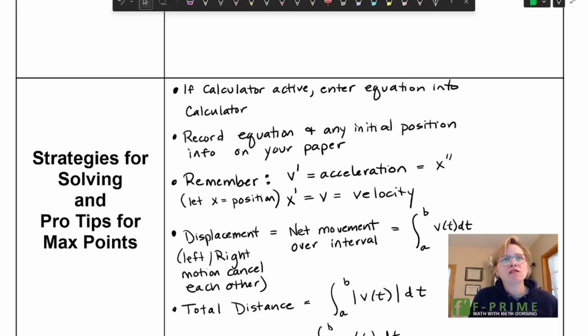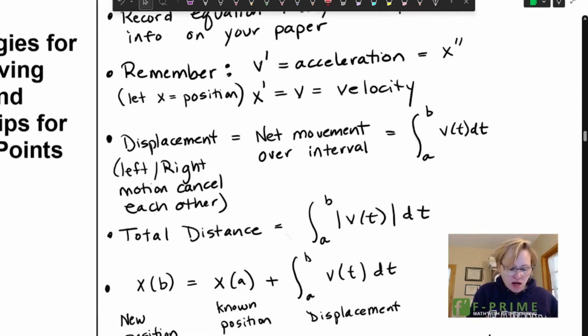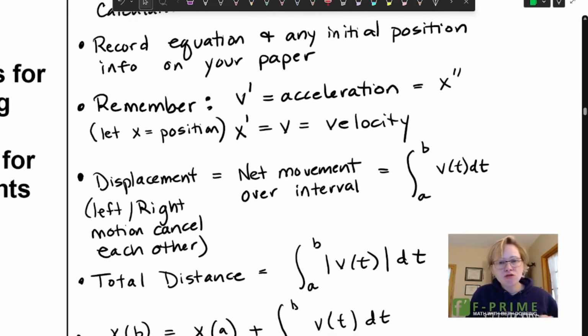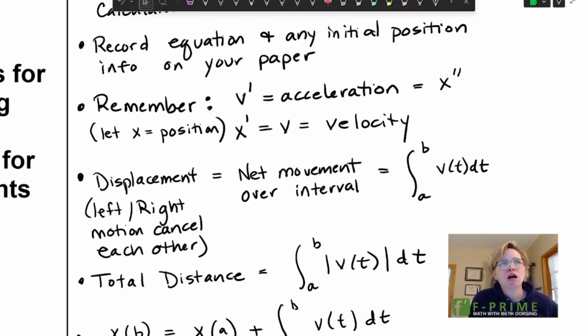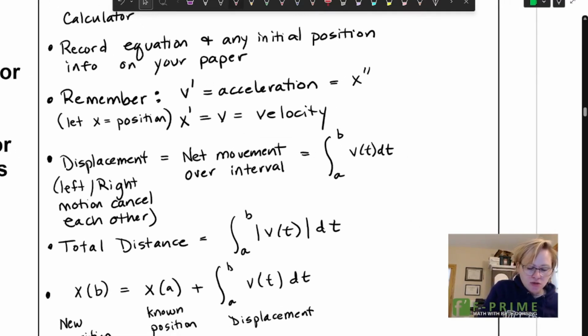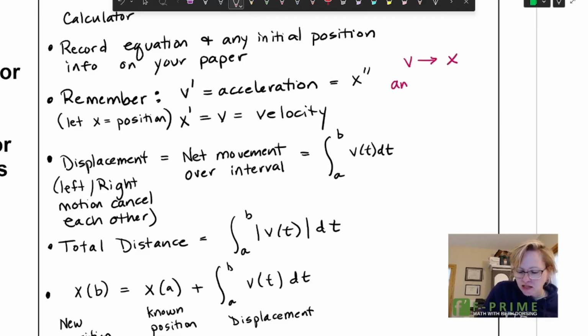When you're reading, if you're given an initial condition or initial position, make sure that you record that on your paper, record the equation on your paper, and make sure you're recording it correctly, especially with these digital hybrid exams. A couple reminders: V prime is your acceleration. So when you take the derivative of the velocity, that gives you your acceleration expression. Your position is going to be the antiderivative of velocity. So to go from velocity to position, you're going to use an antiderivative.